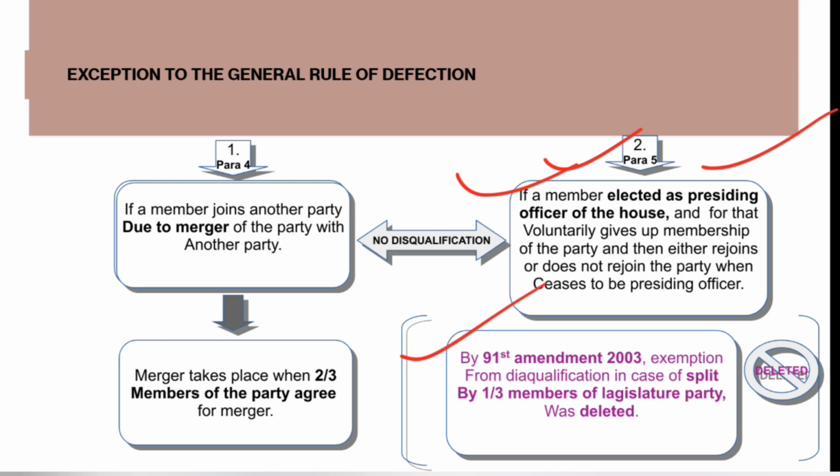There was a provision of split under para 3 of the same schedule, and it used to provide that if 1/3 of the members of the legislative party agreed to split and moved away from the rest of the party, in that scenario defection was not attracted. But this split rule was removed by the 91st Amendment of 2003, and this rule is no more in effect.